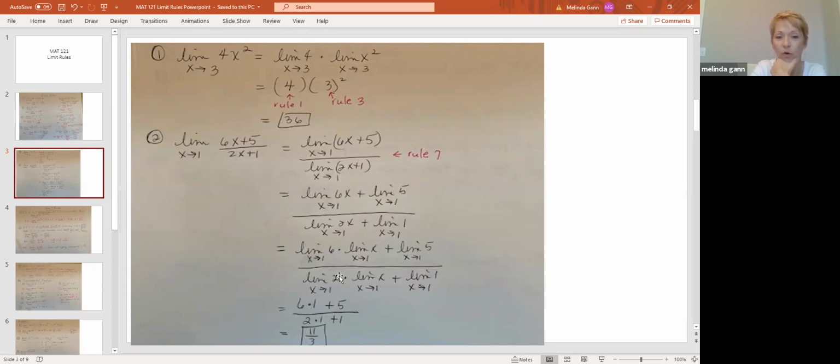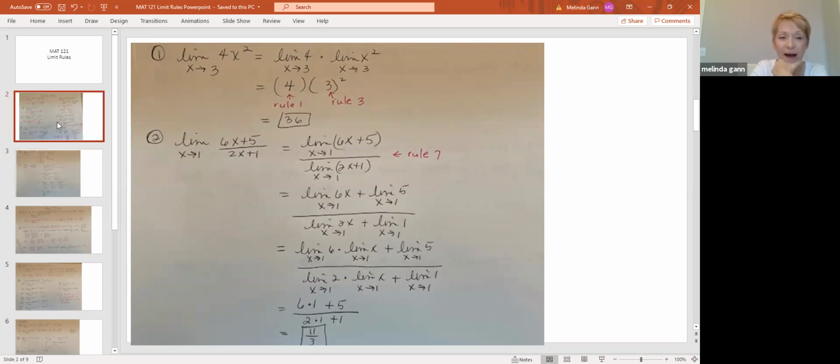So that's another rule 1. The limit of 2, no matter what you're approaching, is just 2. Times, that's rule number 2. And then this is going to be rule number 1. And again, you multiply before you add. So 6 times 1 is 6 plus 5 is 11. 2 times 1 is 2 plus 1 is 3. So I get 11 thirds.